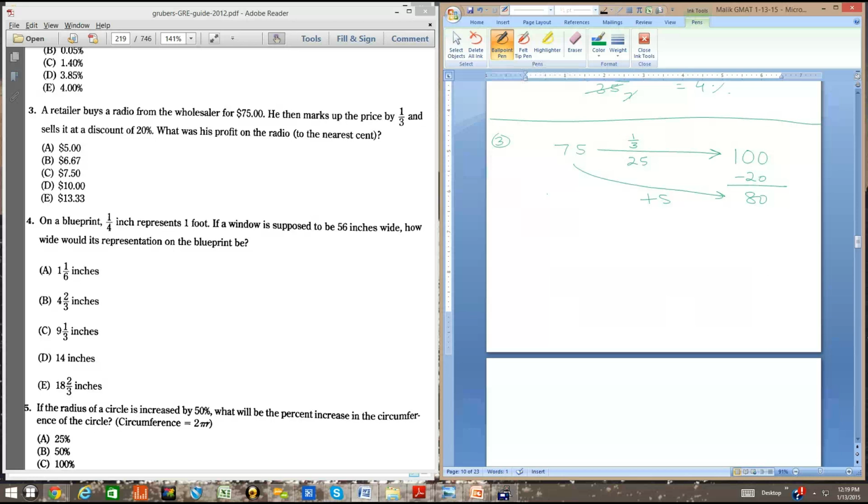Go ahead and try number 4 first. And there's a trap in it. I'm going to show you 2 different traps using this question.